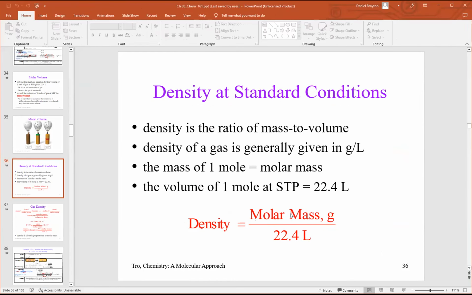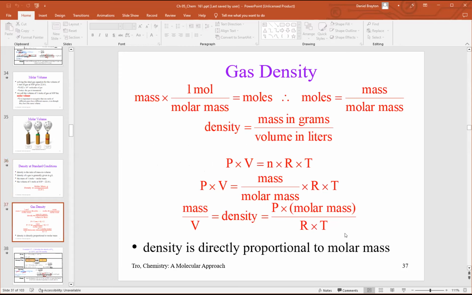Density is mass divided by volume, right? So if all you have is a gas, then the density of the gas would be the mass divided by whatever volume it is.